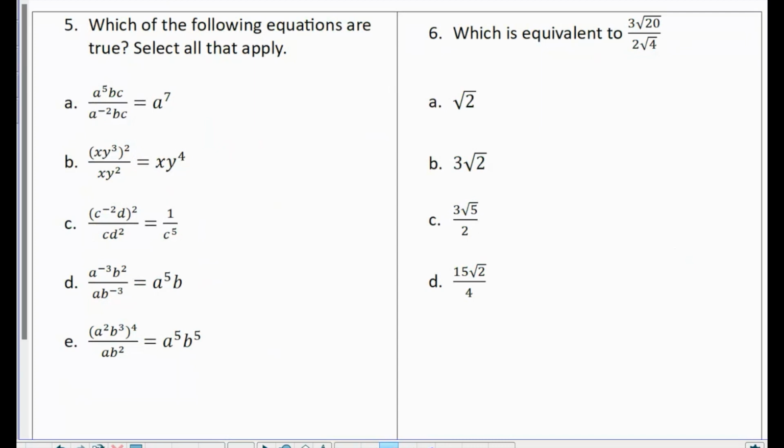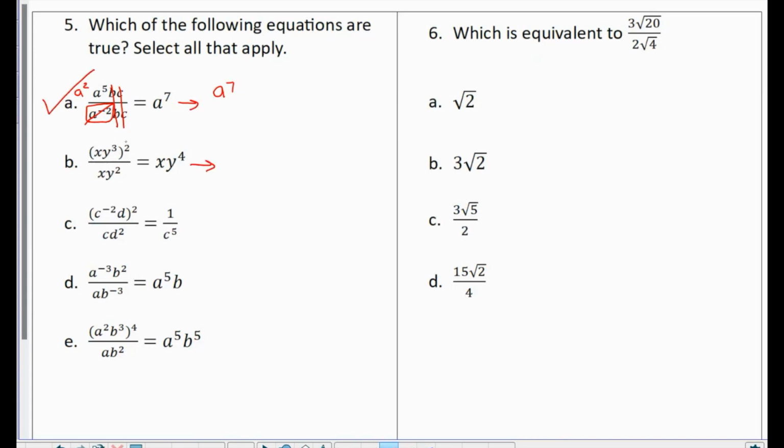Number 5 says, which of the following equations are true? So we're going to go in and individually check each one to see if it's true. Let's start with this a to the negative 2. I cannot have a negative exponent, so this has to be moved to the top. Now I can simplify. I've got 2 plus 5 more a's, a to the 7th. If I have the same thing on the top and the bottom, they cancel out. I'm left with a to the 7th. So A is a possible answer.